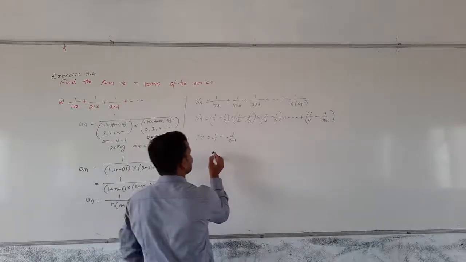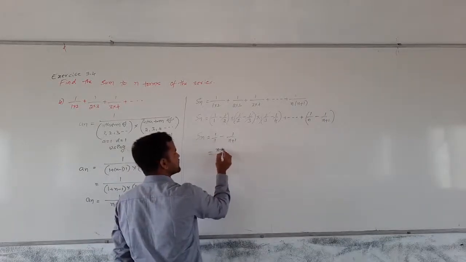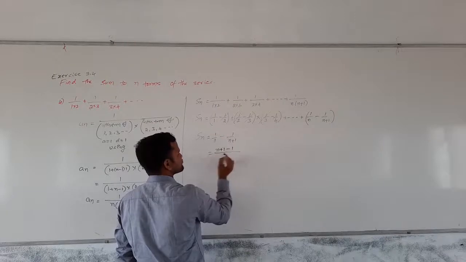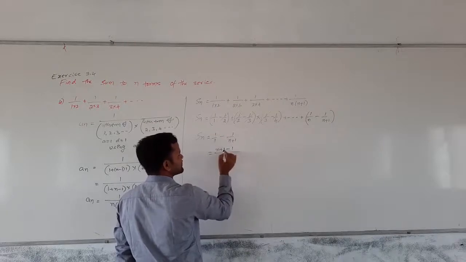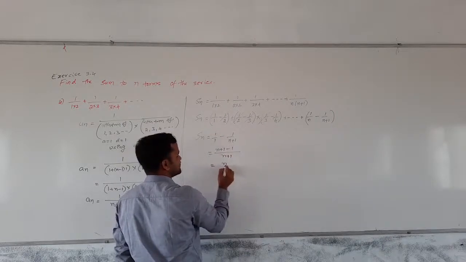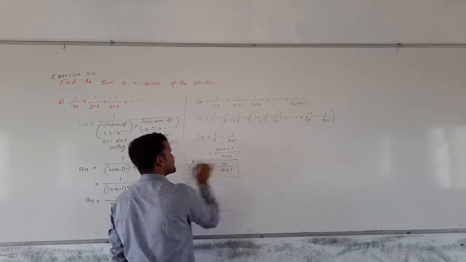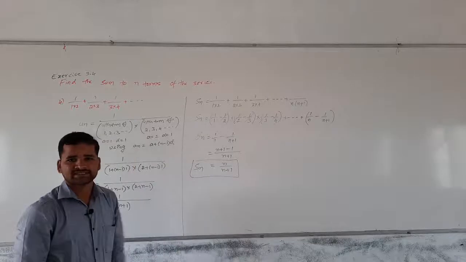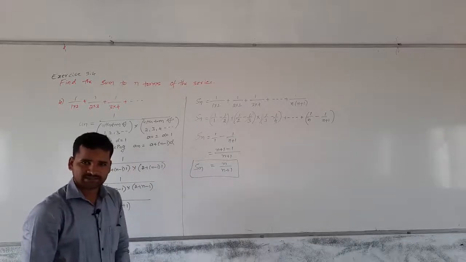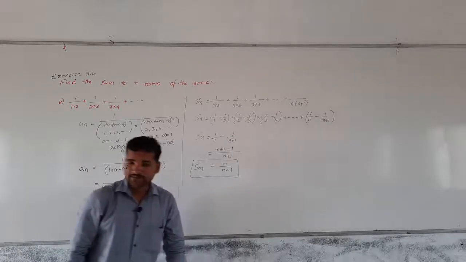We will simplify this. If we cross multiply, this becomes n plus 1 minus 1 by 1 into n plus 1. Plus 1 minus 1 is 0. The numerator is n divided by n plus 1. What is this? This is Sn. Finished. It is a simple problem. Method of partial fractions.